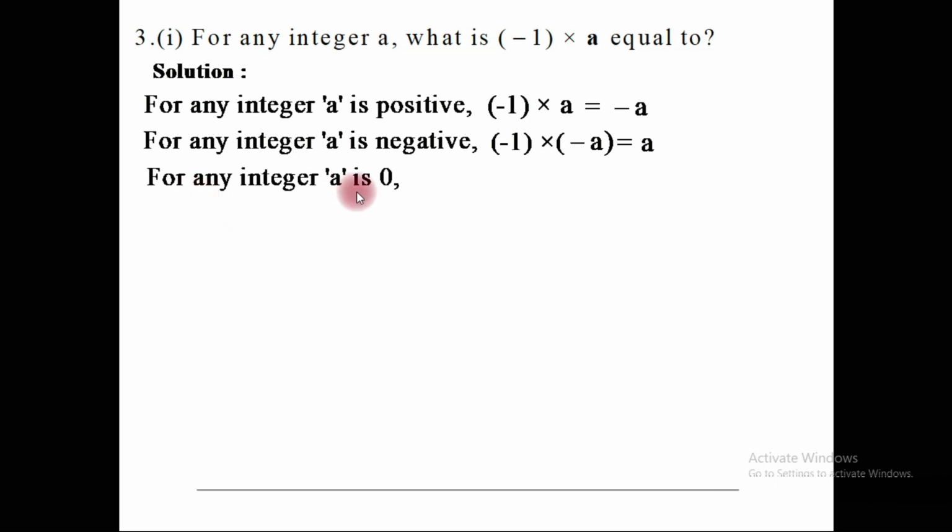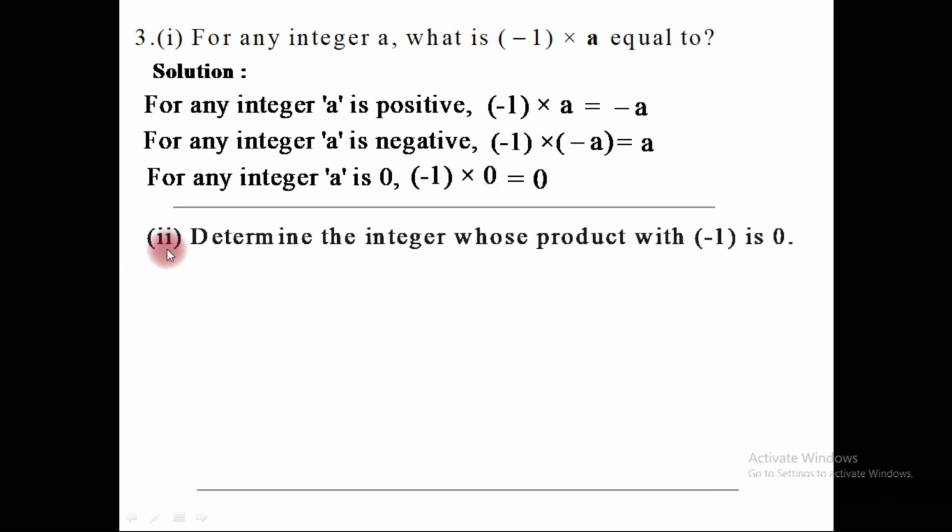For any integer a is 0, that means when the value of a is 0, so the product of 0 and minus 1 will be 0. 0 multiplied with any integer, we get 0. Sub number 2. Determine the integer whose product with minus 1 is 0.